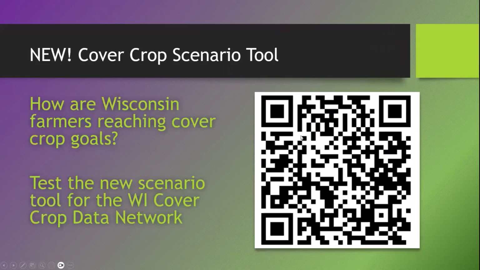And then on that same note, as part of that work, we just created a cover crop tool that is scenario-based, where if the farmer is looking for a specific goal, for nitrogen fixation, for example, they can go on that tool. There's a QR code on the screen if you want to check it out. The tool will tell them which cover crop would work best. So this tool is still in development.